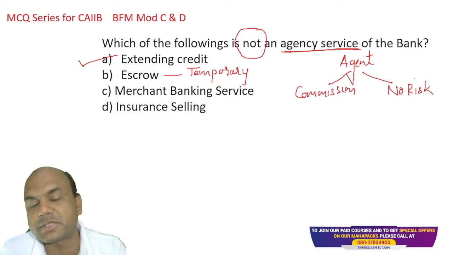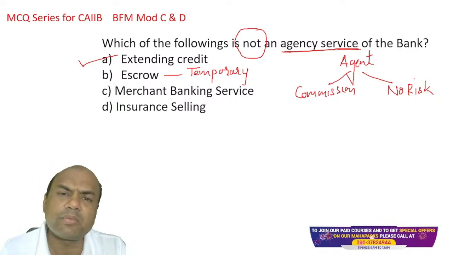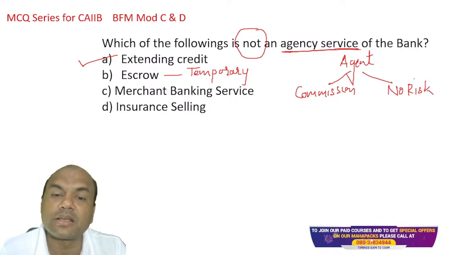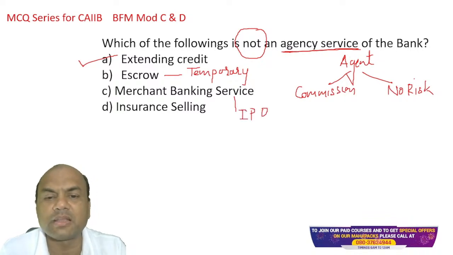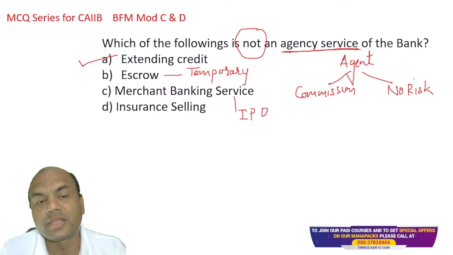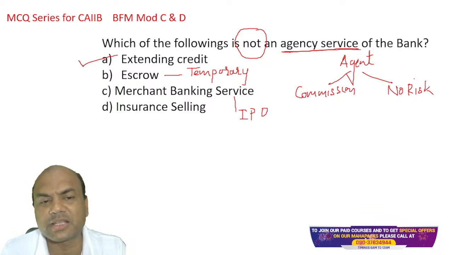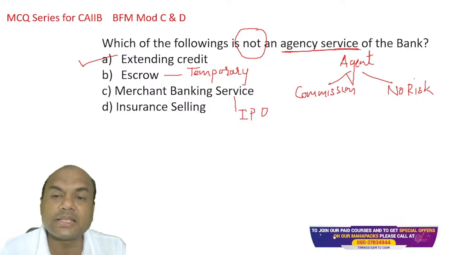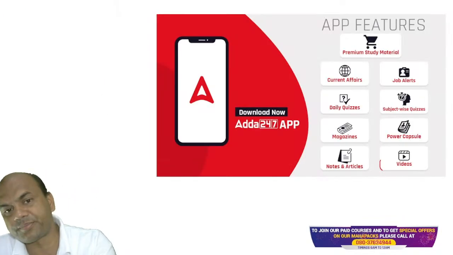Your bank gets a commission. Where do you get merchant banking services? We generally give this in IPO. It doesn't come to you at a retail level. It goes at a corporate level. Insurance selling, this comes to you. You also do the same thing, right? So, not an agency service is extending credit.